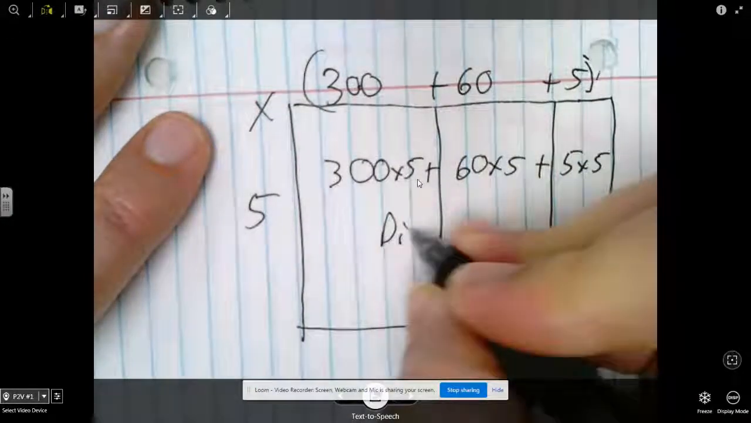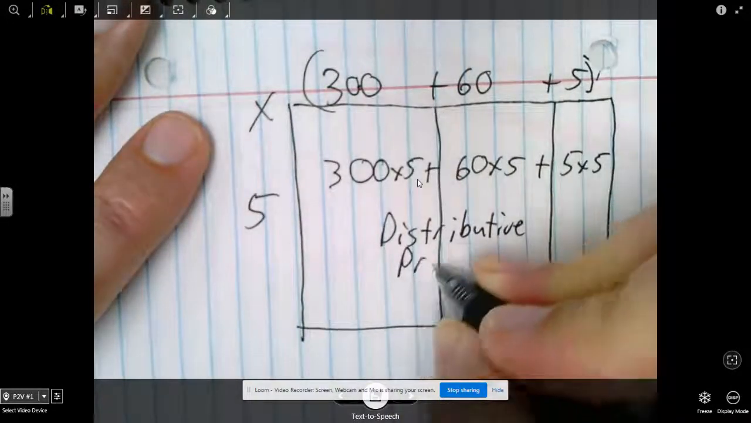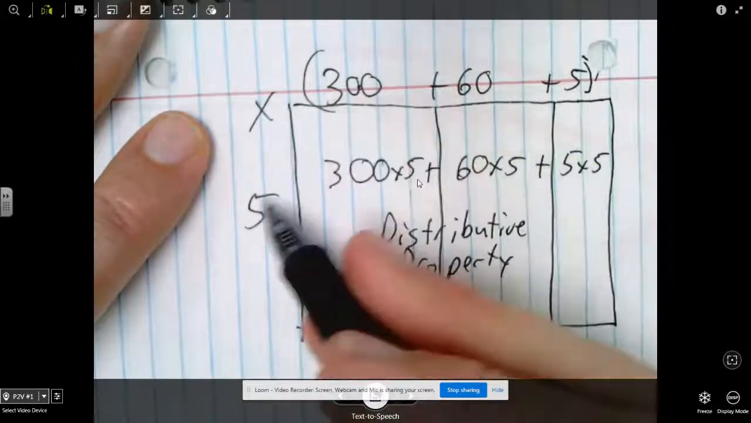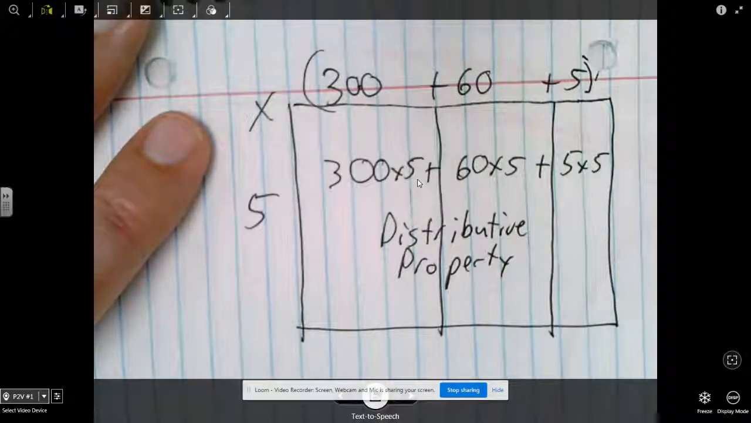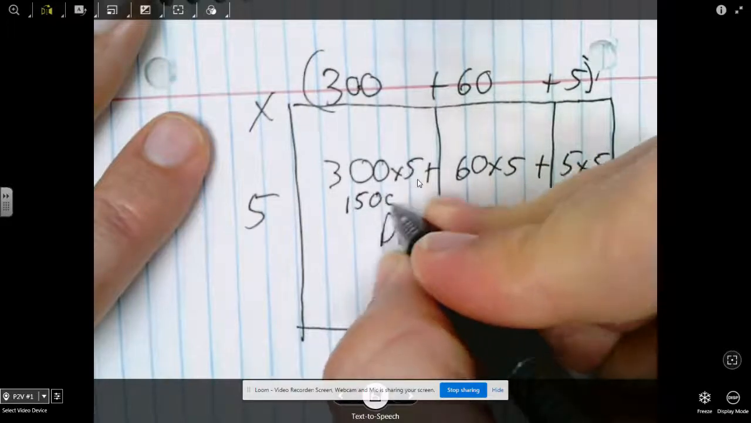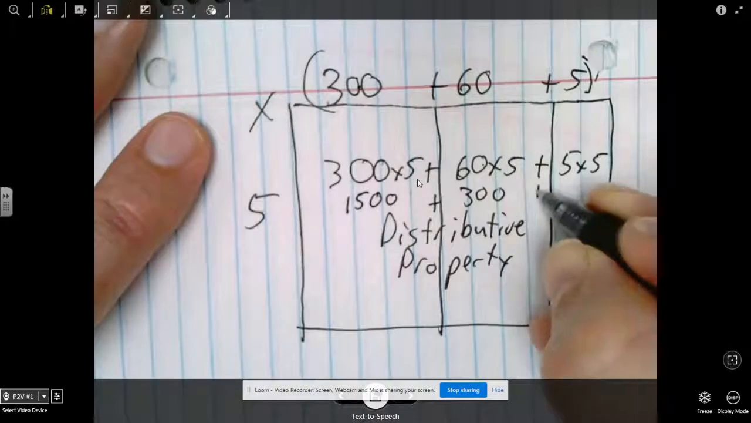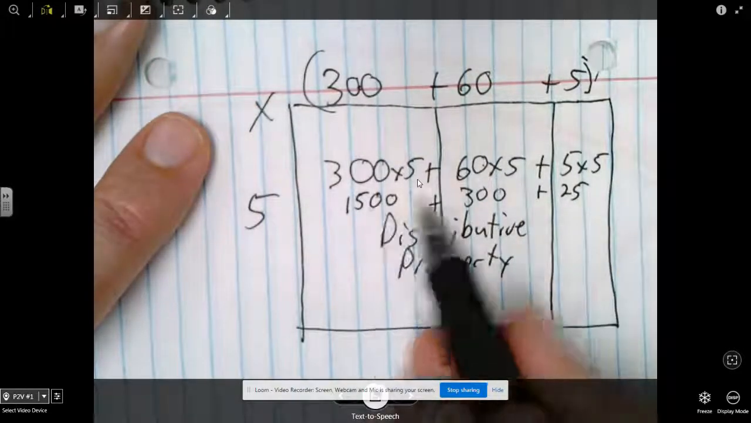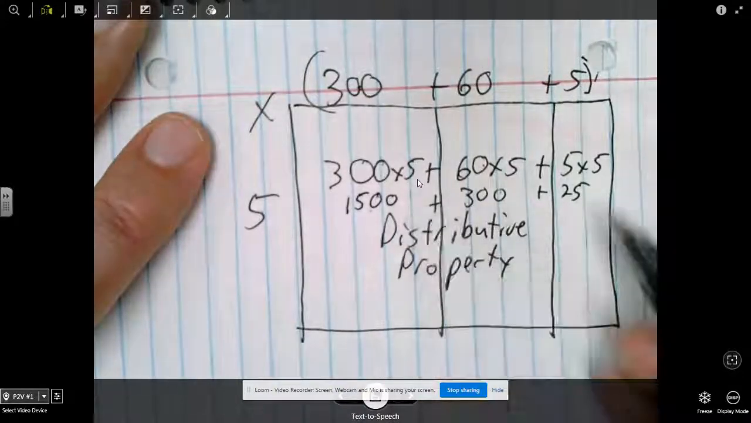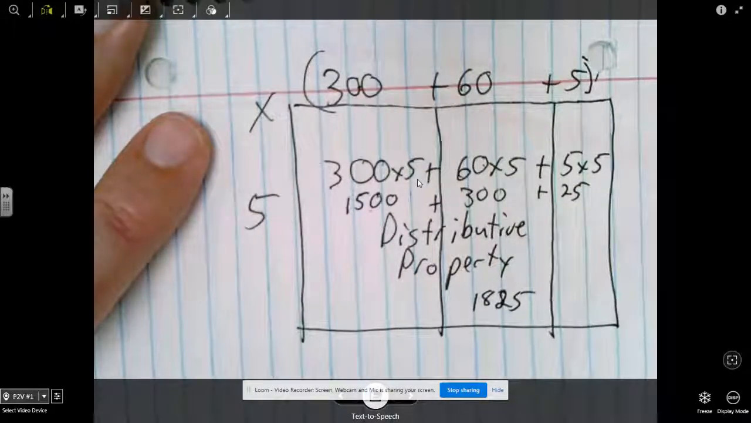This up here is my distributive property representation of this multiplication problem, because I'm multiplying 300 times 5, 60 times 5, and 5 times 5. Now I can actually solve it, and I can do a lot of mental math here, because I know 5 times 3 is 15, plus 2 zeros, plus 5 times 6, 30, add that 0, plus 25. And then I can quickly add this. This is 1,500 plus 300 is 1,800, 1,825. That's how you would use partial products to multiply it.